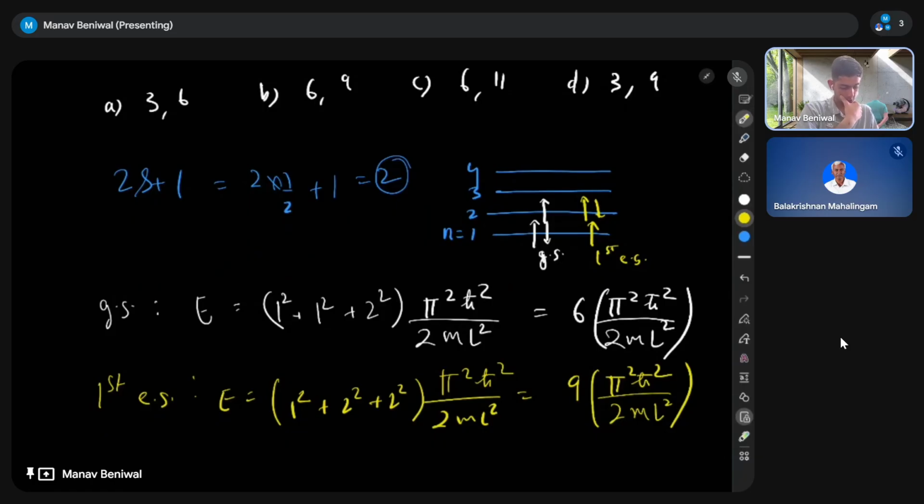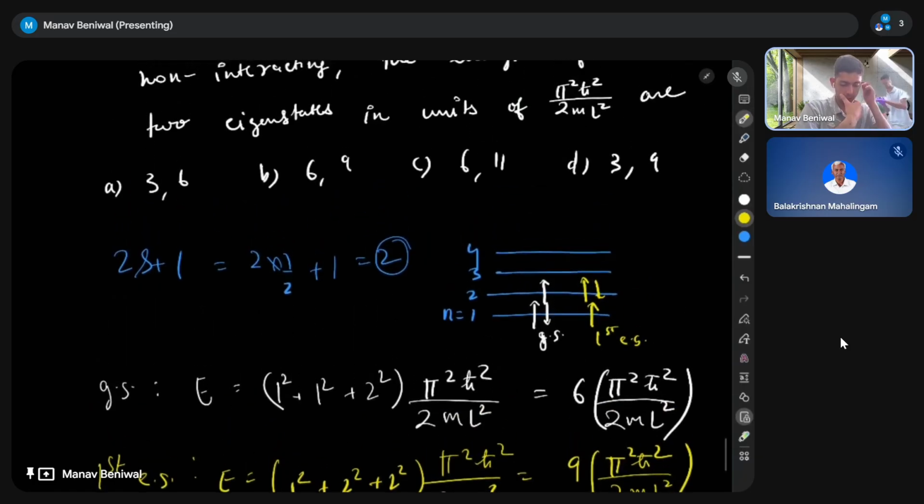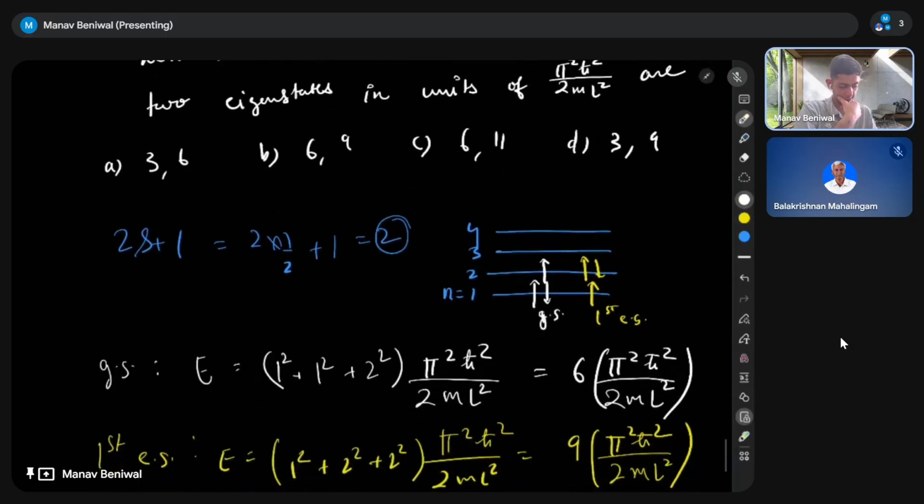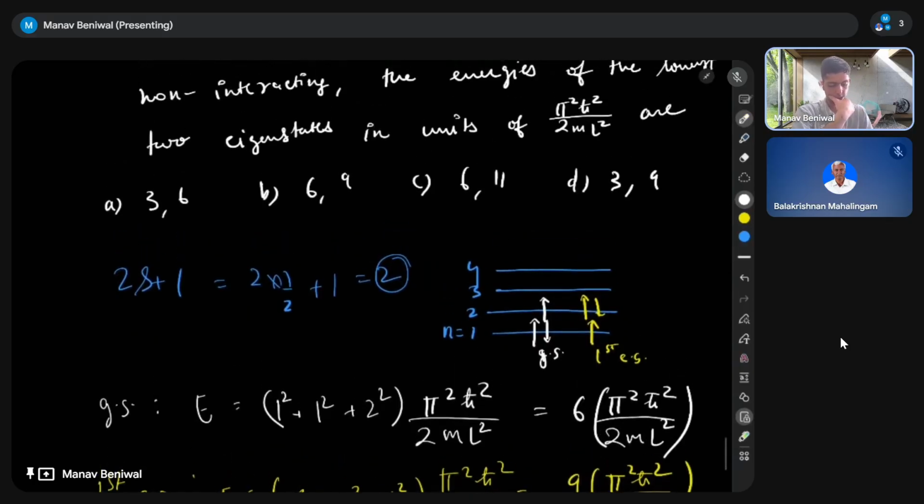Okay, and that is what we are asked to find, right? The energies of the lowest two eigenstates. So we can clearly see that the energies are 6 times this thing and 9 times this thing. So option number 2. So option B, 6 and 9.